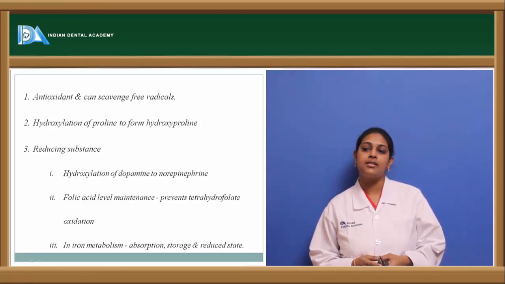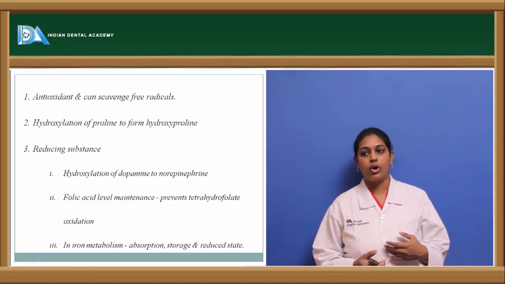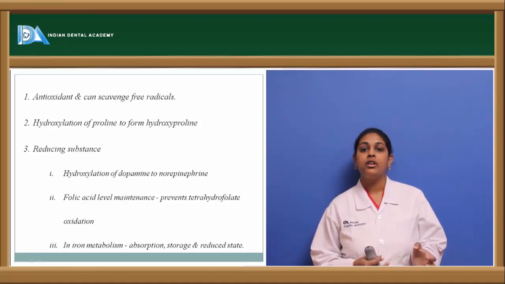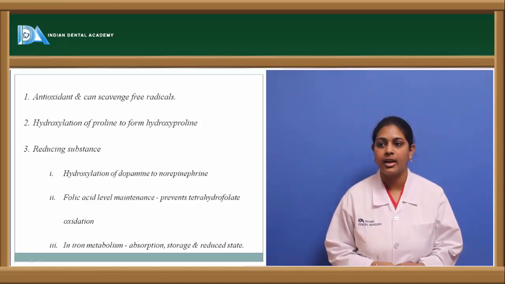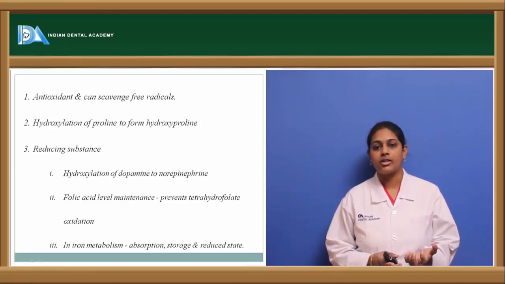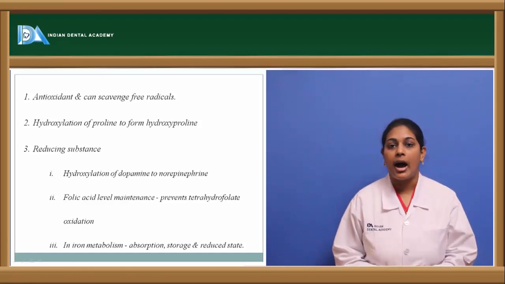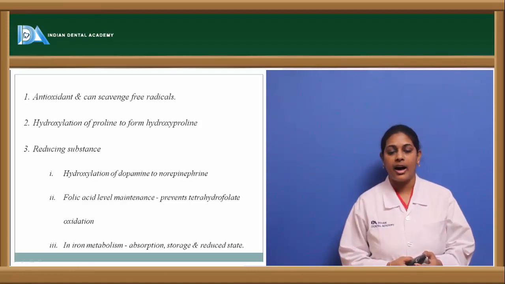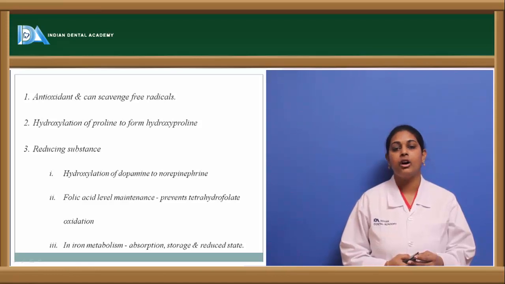Other than that, as vitamin C is an acid, it helps in reduction reactions; the hydroxylation of dopamine to norepinephrine is one of the reactions catalyzed by ascorbic acid. Folic acid level maintenance is also a function mediated by vitamin C, where it prevents tetrahydrofolate oxidation. It also helps in iron metabolism, where the iron which is absorbed and stored is converted from the ferrous state to the ferric state. All these functions, including the metabolism of iron, are maintained by vitamin C. These are certain functions of vitamin C.